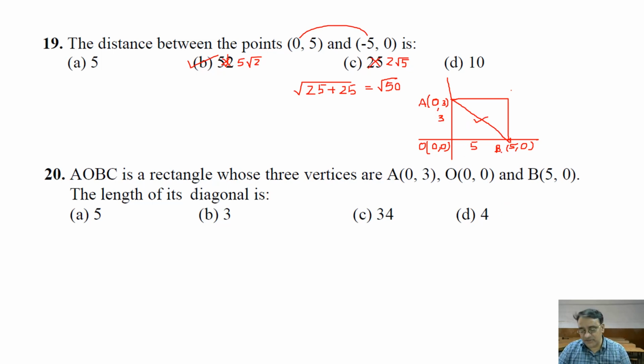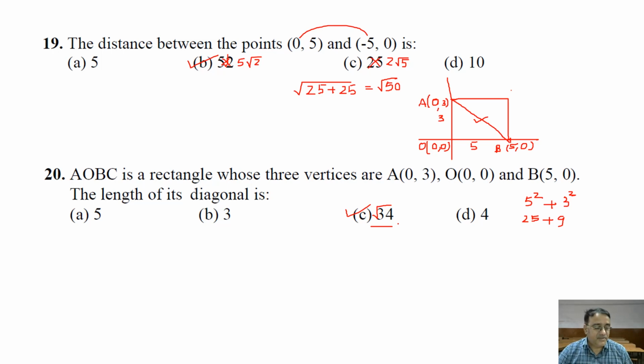We can use Pythagoras theorem directly, or you can use distance formula. No problem. So 5 square plus 3 square. तो यहाँ पे देखो, ये √34 है एक्चुअल में. ठीक है, 25 plus 9, 34. So the correct option is C. यहाँ पे मिस्टेक है थोड़ा सा. This question is clear to all of you?